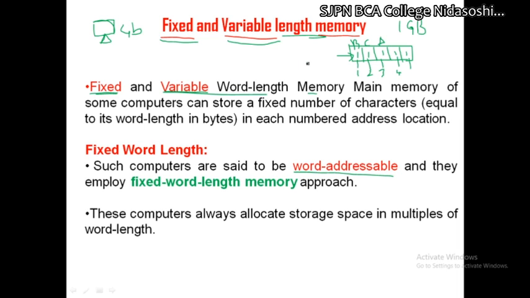For every word there is only one address. BCA occupies only one location. For example, 101 contains BCA, 102 XYZ, 103 ABCD. Like this, one address location contains one word. That type of computer we can say is word addressable, and they employ the fixed word length memory approach. These computers always allocate storage space in multiples of word length.